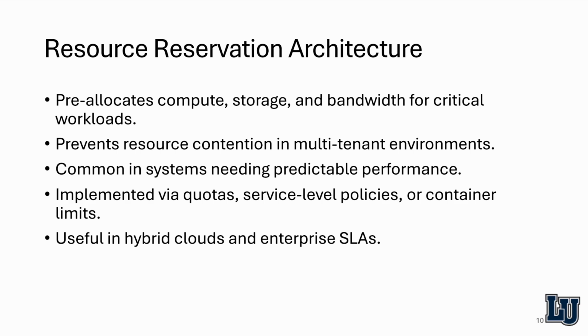In Kubernetes, we call these requests and limits. In AWS, reserved instances lock capacity for steady workloads. This is how we keep performance predictable when multiple tenants share the same infrastructure.